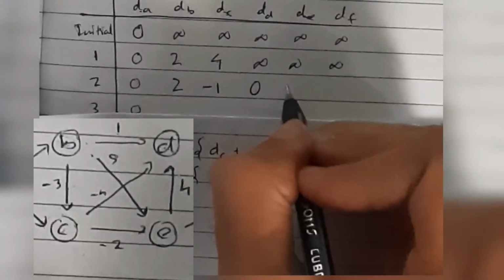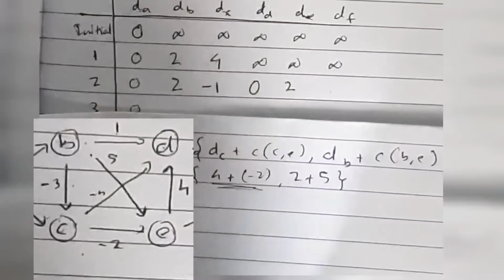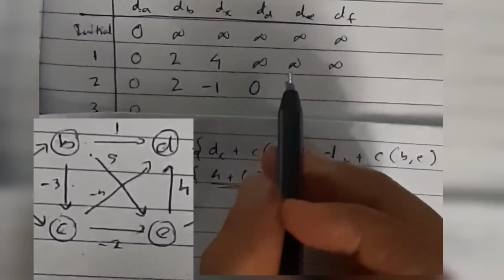So clearly this is smaller, 4 minus 2, so I'll be writing here 2, and the value of dE itself is infinite, so I'll not be considering that. Okay, the next one is dF. See, for dF, how many ways can we reach F from D and E?